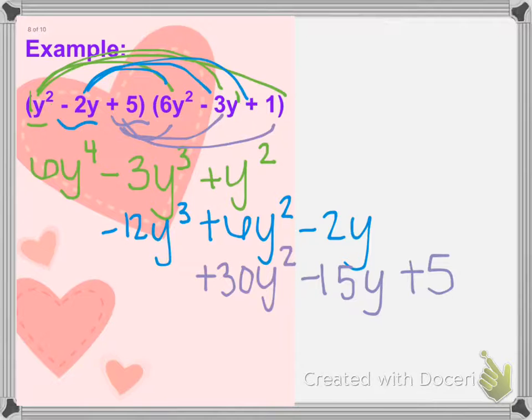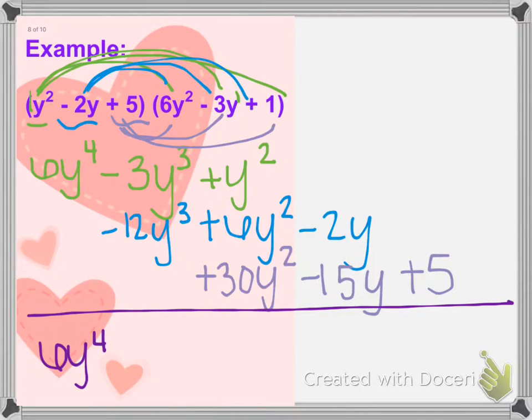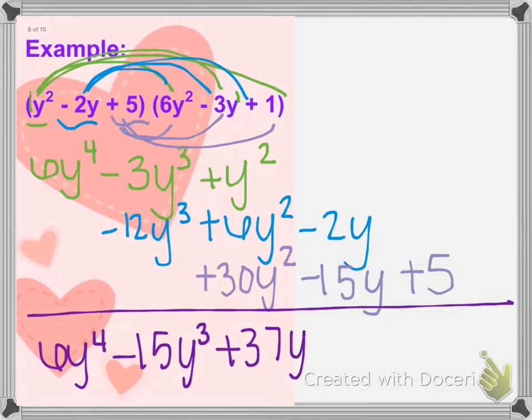I have 3 tiers now, but they're still all lined up, and I can still just add straight down. So that gives me 6y to the fourth. Negative 3 plus negative 2, or negative 12, is negative 15y to the third. 1 plus 6 plus 30 gives me a positive 37y squared. Negative 2 and a negative 15 is a negative 17. And then the 5. It's already in descending order.